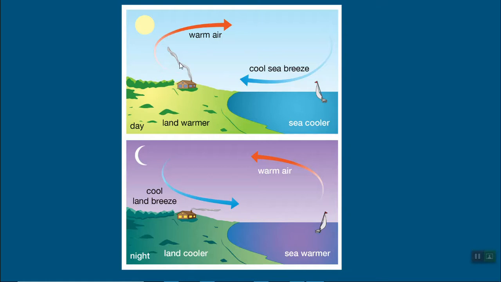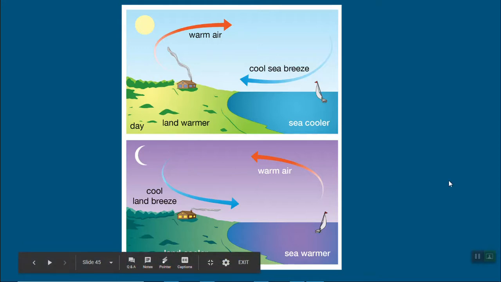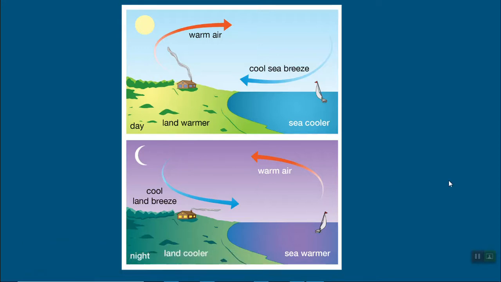Then the sun goes down. Now it's nighttime, right? So at nighttime, the land is cooler and the sea is warmer. So what happens is the air over the sea rises, and then it comes towards land, sinks, and then you have all this cool air in a high pressure system that's going to blow out to the sea. This is called a land breeze on the bottom.